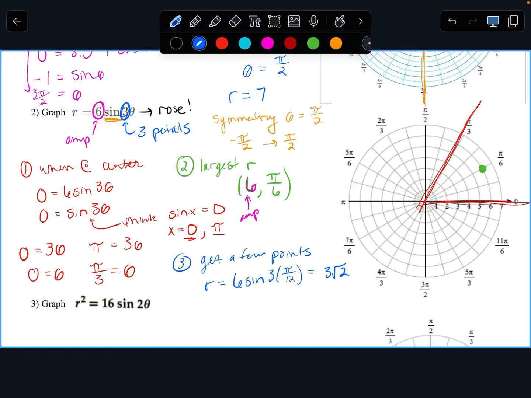Yeah. I'm second guessing myself. So that one is going to be, what is 3 root 2? That's a little past 4, isn't it? I think so, yeah. A little bit past 4. And because it's symmetric, you can use that over here. And then here you have a rose curve. At least one of your rose curves.